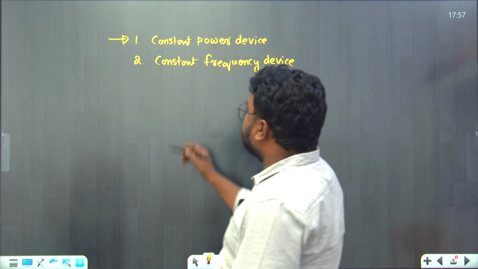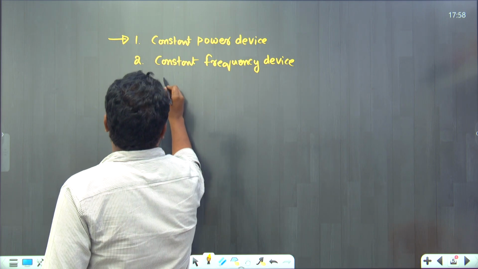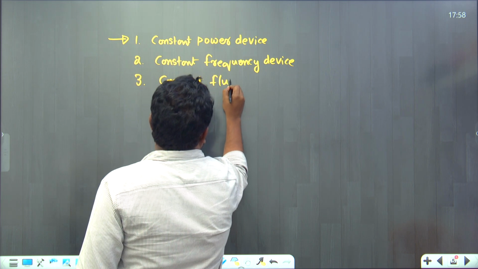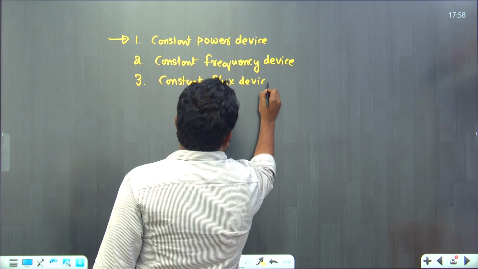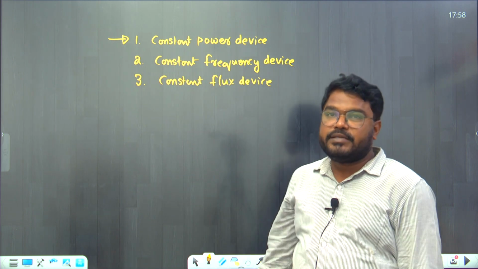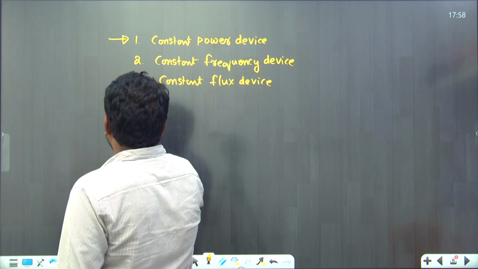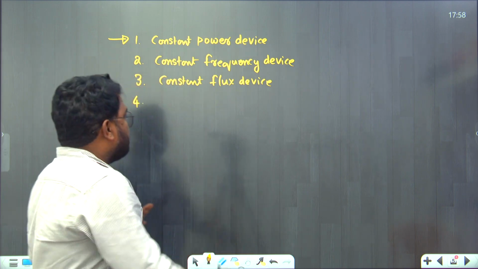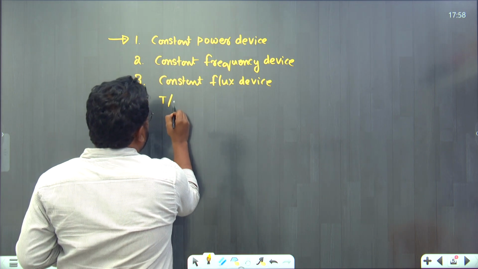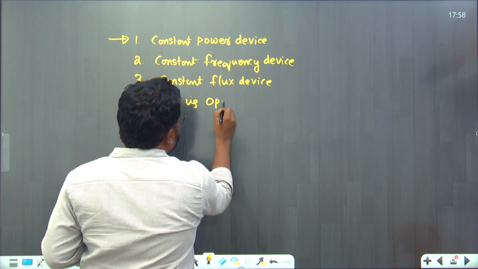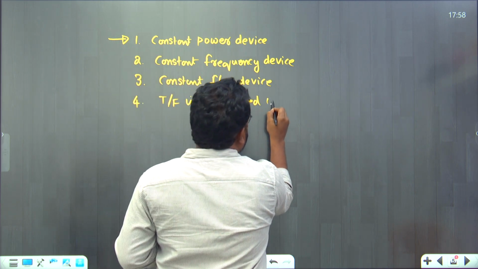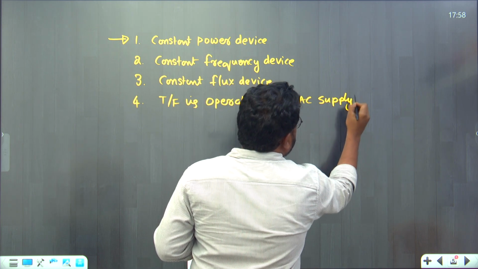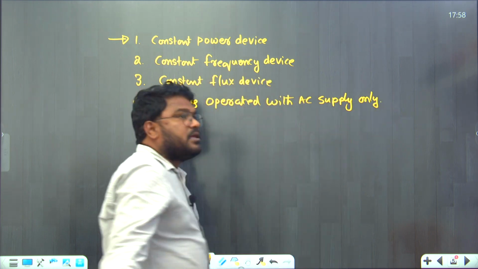Another point: the transformer is a constant flux device. One more point: the transformer is operated with AC supply only. If the transformer is excited with the DC supply, then what will happen? This type of question is asked.